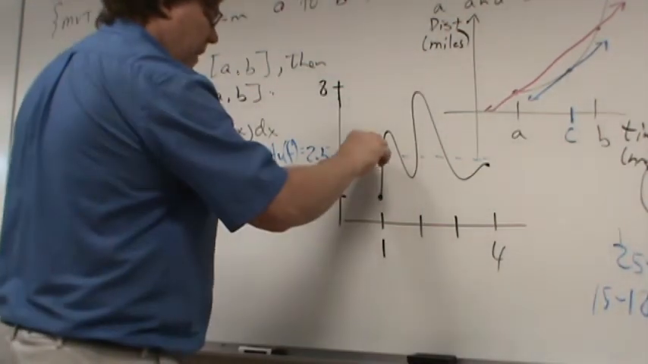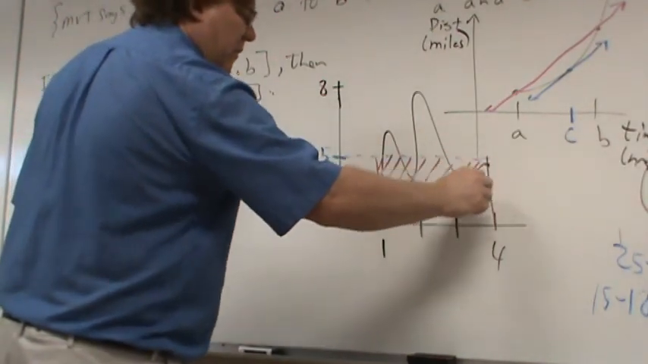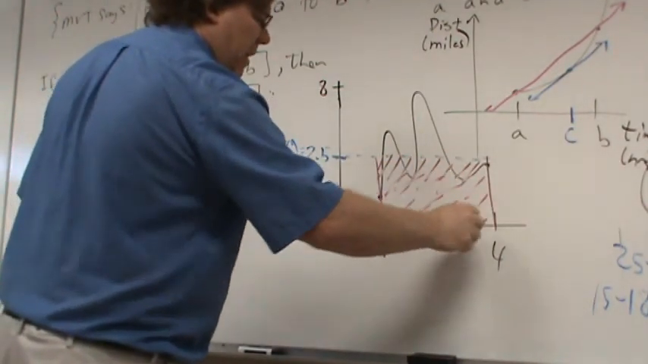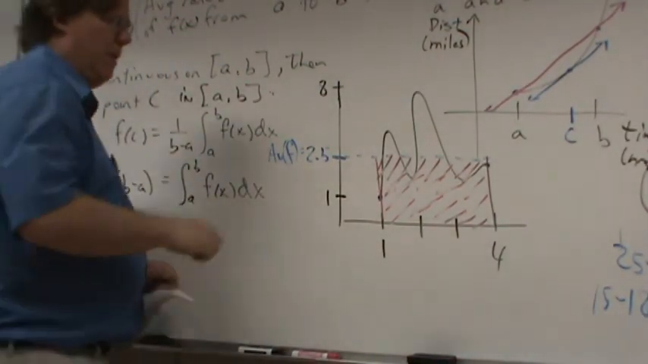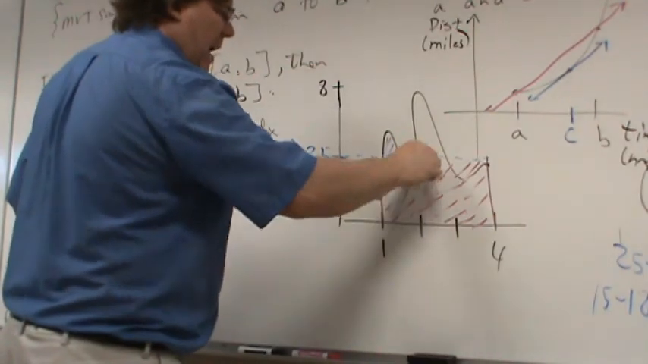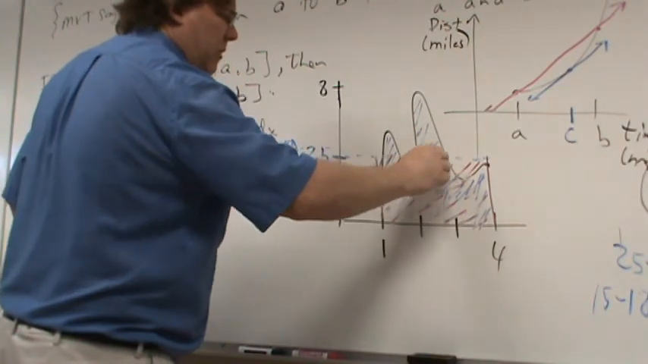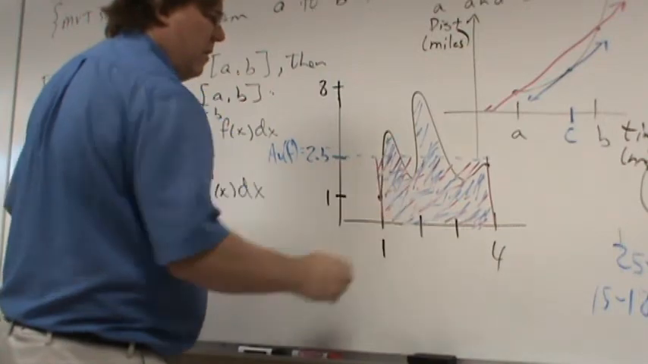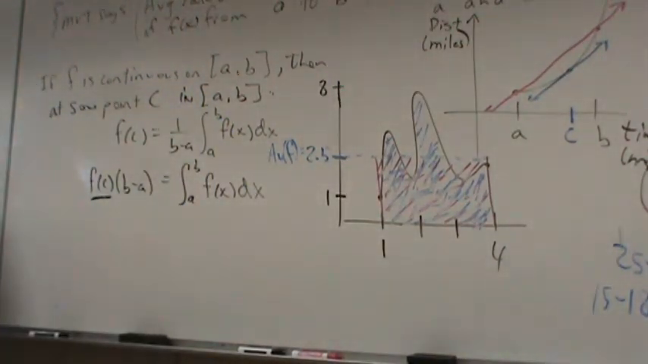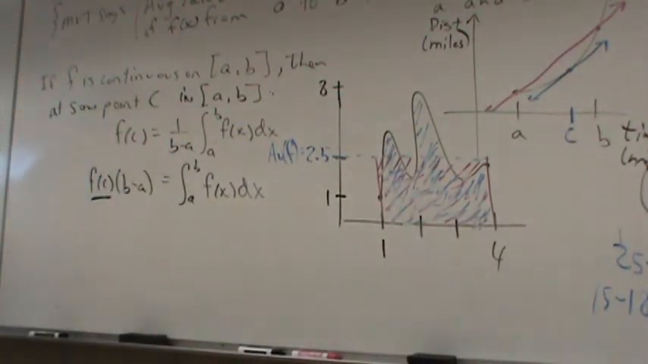That this rectangle from here to here, where the height of the rectangle is the average value of the function, the area of that rectangle is going to be equal to the area between the graph and the x-axis. That pink area is equal to this blue area. You guys okay with that? So the average value of the function times the width of the interval will always get you the area under the function.